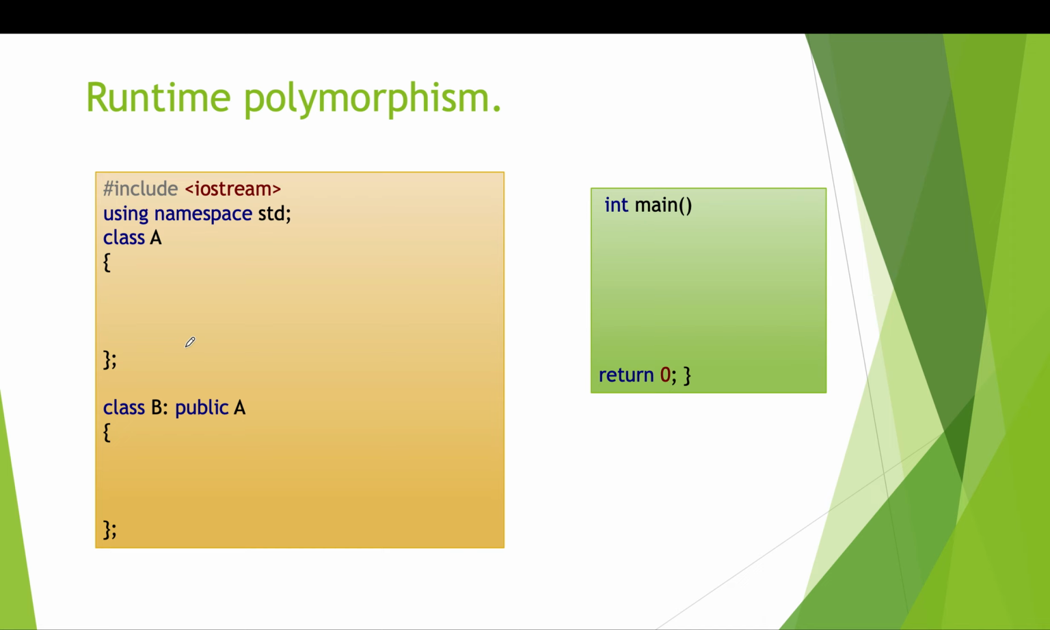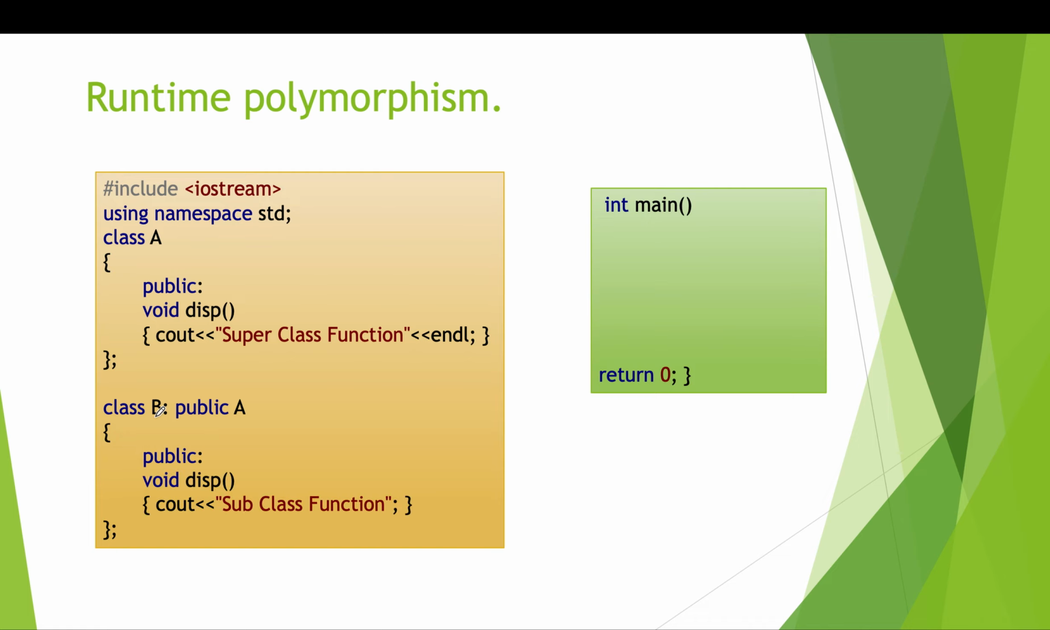Now inside class A, we have a function called disp. What is it doing? It is simply printing a message, superclass function. We know that the parent class is also known as the superclass. And what is the function in class B? Class B again has a function with the same name, disp, and it is saying subclass function.